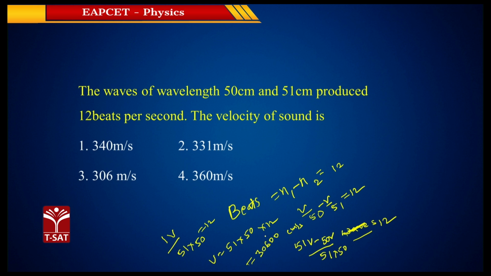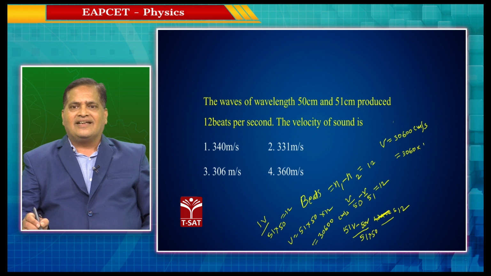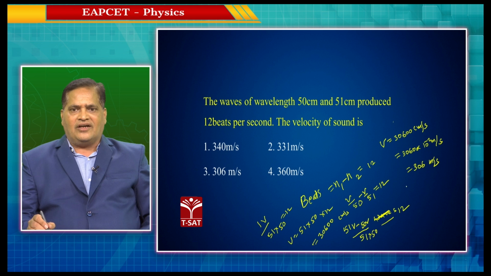But here we want the value in meter per second, means if suppose the value V is equal to 30600 centimeter per second, children. Here you convert to meter per second. 1 centimeter is equal to how many meters? 10 to the power minus 2 meter per second. Therefore, this value is 306 meter per second. That is the answer.